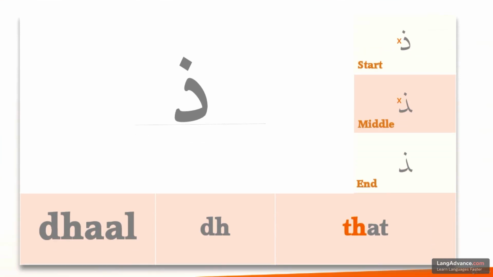Val. Val is written like dal, except that it has a dot on top of it. The sound of val is like the TH in that. So it's the.